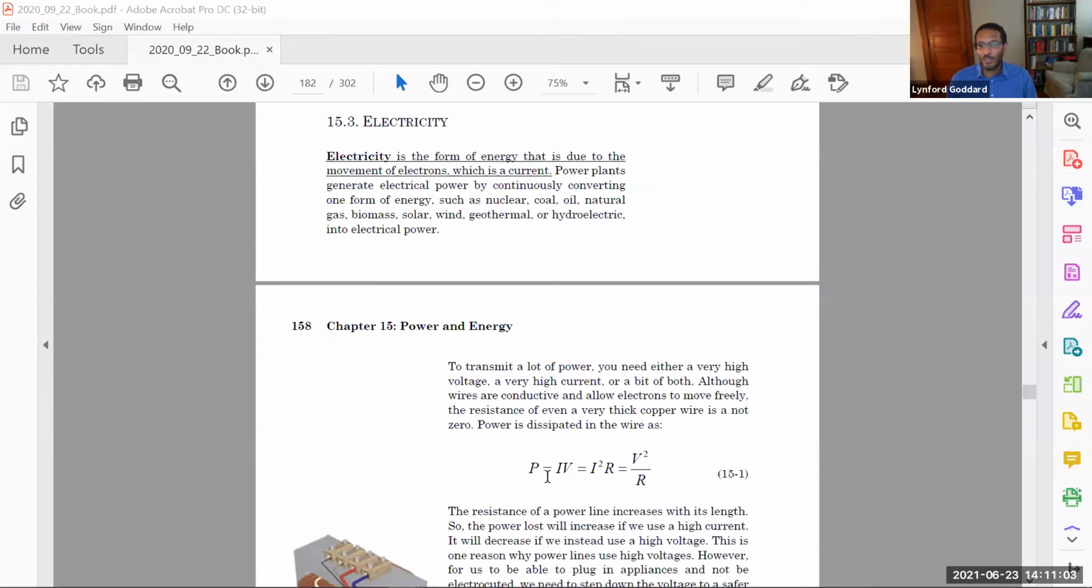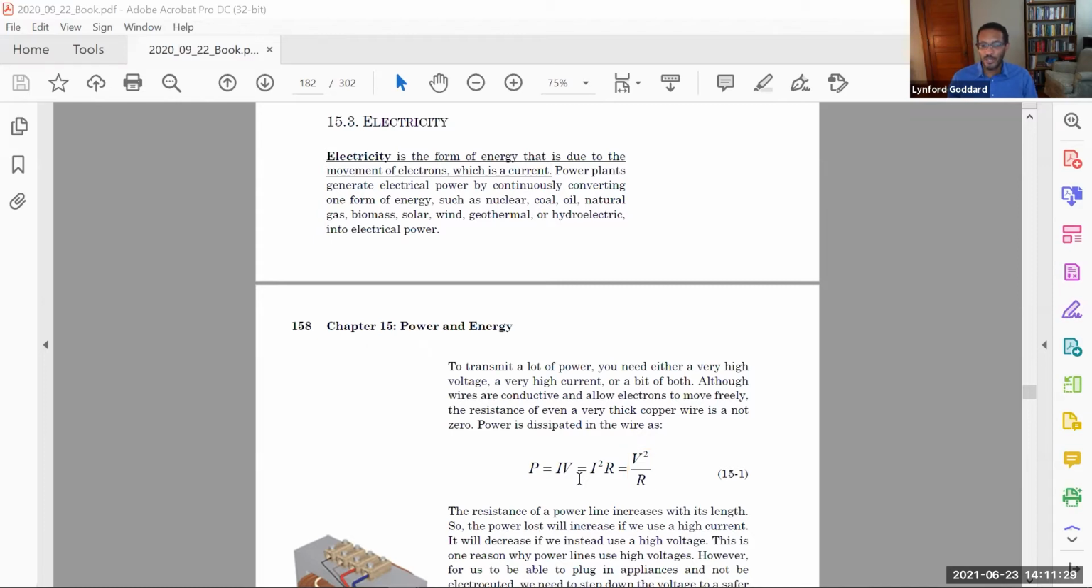So this power is given by the product of current times voltage. We're going to see a little bit later, there's something called Ohm's law that says that the voltage across a resistor is proportional to the current and proportional to the resistance. So the power is equal to current times voltage, or current squared times resistance. It's also equal to the voltage squared divided by the resistance.